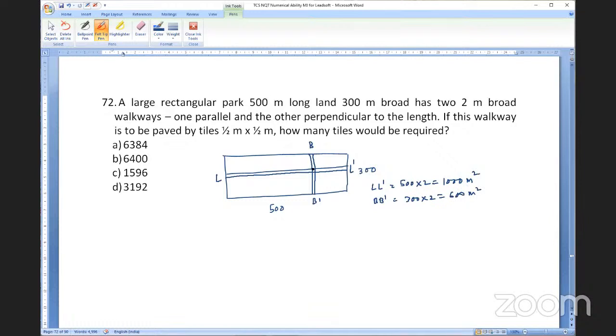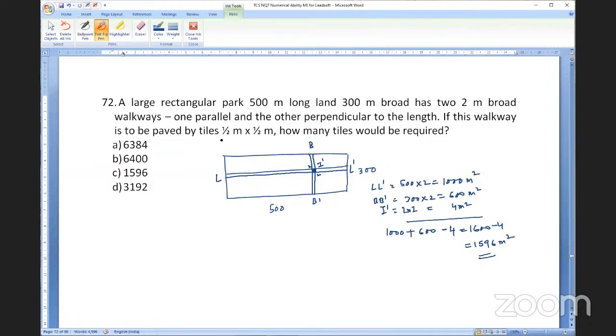But if you see this particular portion, we have accounted for it twice. The path which is intersecting, this area is 2 by 2. So the area which is intersecting, I dash, is 2 into 2, that is 4 meter square. That means the pathway which needs to be paved with tiles, area would be 1000 plus 600 minus 4, 1600 minus 4, 1596 meter square. This is the area which needs to be paved.